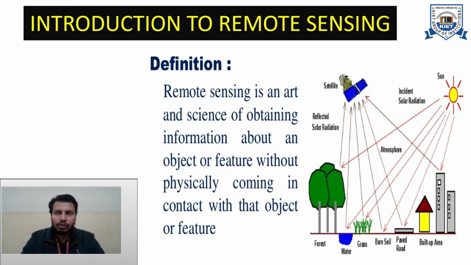Similarly, in remote sensing also, we are not physically going to that place, or we can say that we are not maintaining physical contact with that concerned area, but still we are able to obtain that information. So this technique is called remote sensing.